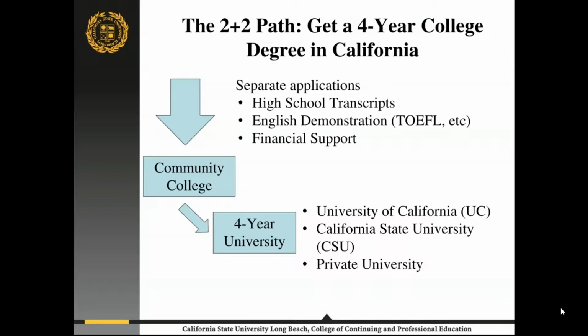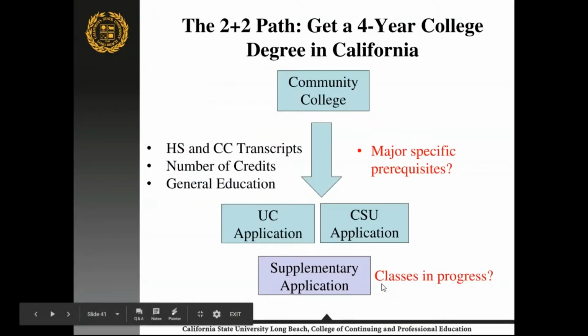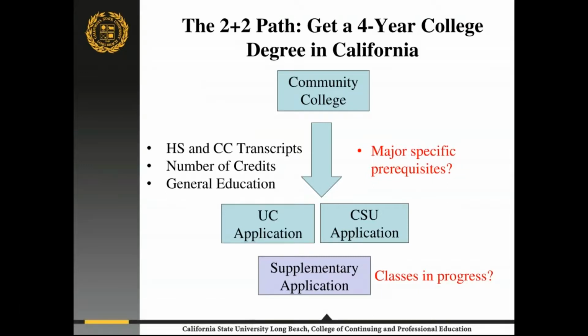When you then apply to a four-year university to transfer, it might be a little bit different. Transferring from the community college to one of these four-year universities, the application process might be a little different than if you had applied as a freshman and done all four years at the same institution. You're going to be asked to submit your high school and community college transcripts. They're going to be looking at how many credits you have completed already at the community college.